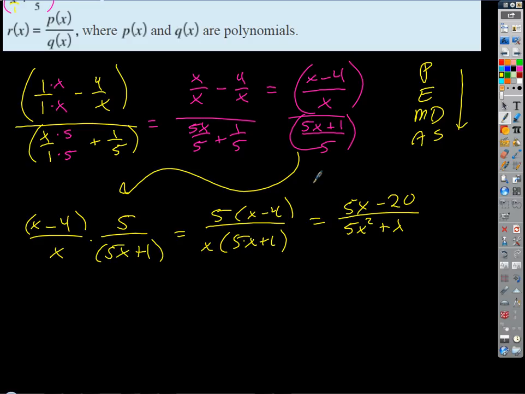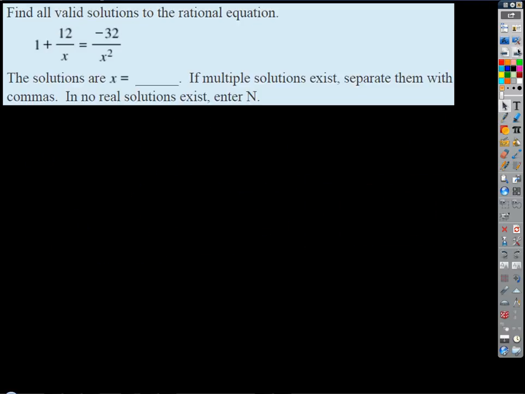It's been a little while since we did one like that, but not so bad. How about this? Find all valid solutions. When we're solving rational equations, remember all we're going to do is clear the fractions. We're going to multiply both sides through by whatever we need to cancel all the fractions. What would be the least common denominator? If I multiplied by x, that would cancel this guy, but it wouldn't cancel that guy, x over x squared. So I've got to multiply by x squared. Everybody agree that's my LCD? Yeah. Okay.